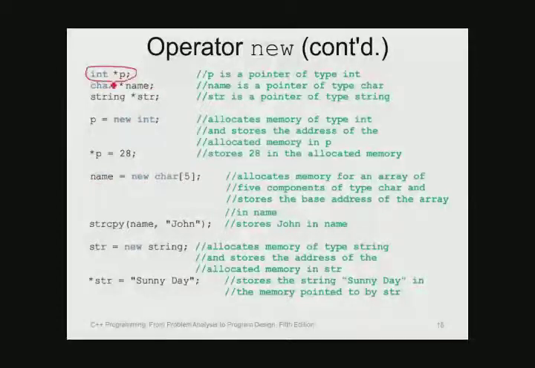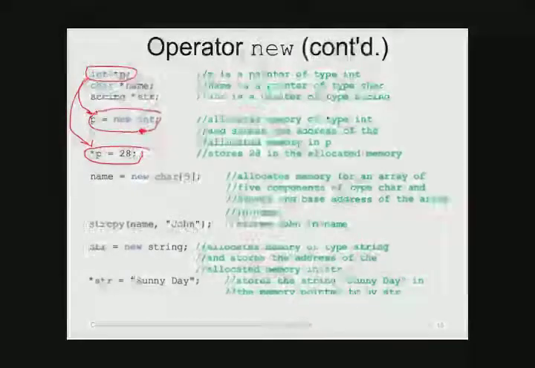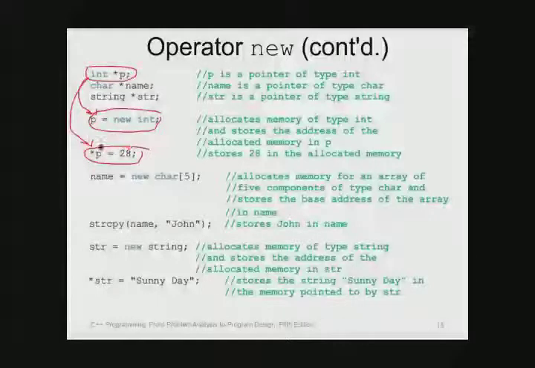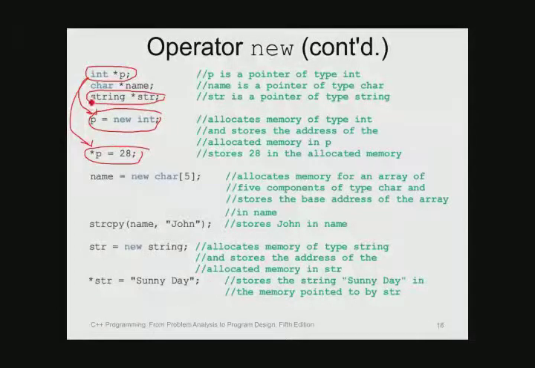Here we have a pointer p, and in this case we just set it to 28. So first we've dynamically allocated just one new integer location. Then we've set 28 in that location. And then finally with the string pointer, str, we use the new keyword to create one memory location that can hold a string, and we're also storing in that location the words sunny day.